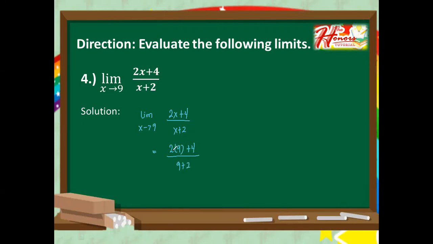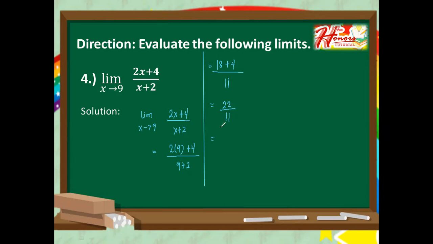Please simplify first your numerator. 2 times 9, that is 18, plus 4 over 9 plus 2, that's 11. And then please simplify the numerator. 18 plus 4, that's 22 over 11. Just copy it.